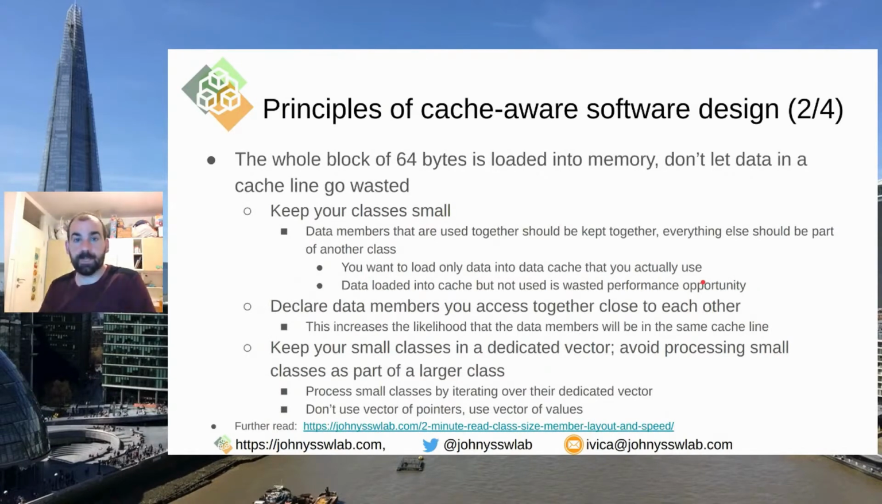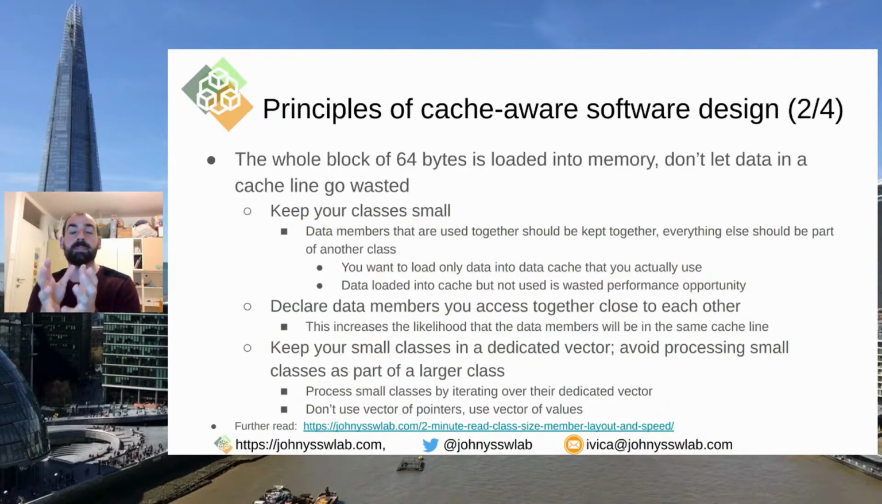2 of 4. The whole block of 64 bytes is loaded into memory. Don't let data in the cache line go wasted. Keep your classes small. If you have a class and you're iterating through your performance critical vector of objects, and your class is small, you're accessing every member in the class. So if it has 3 members, you're accessing every member of that. That means that the cache line will be optimally used. You have 100% cache line utilization, and that's the best performance you can get.